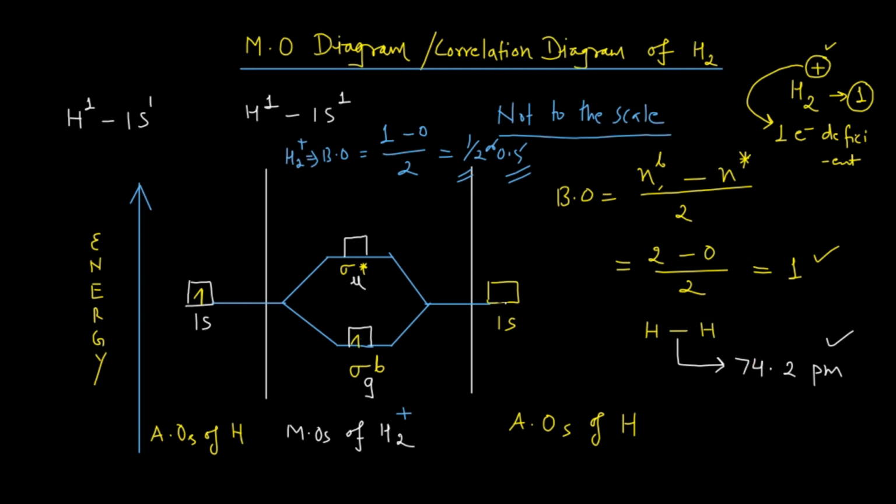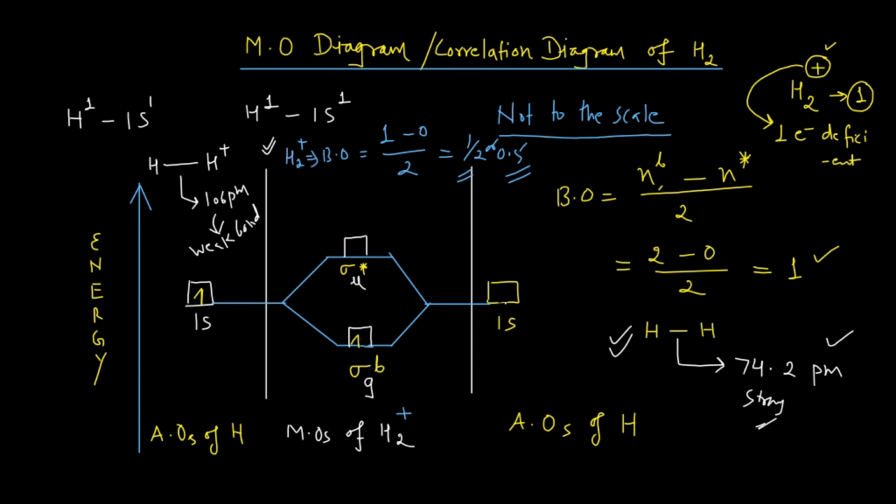So what would be the bond length? If you want, I can write it like that. For H2 positive, please remember this value is quite large. It is 106 picometer. And when bond length increases, that means bond strength decreases. So it is a weak bond. And this one is the strong bond. So this hydrogen molecule is quite stronger than your H2 positive molecule.